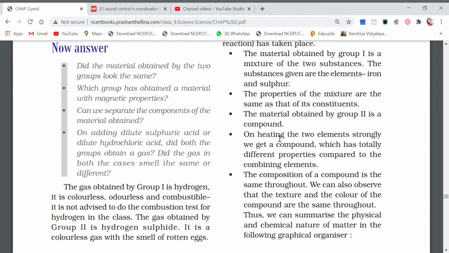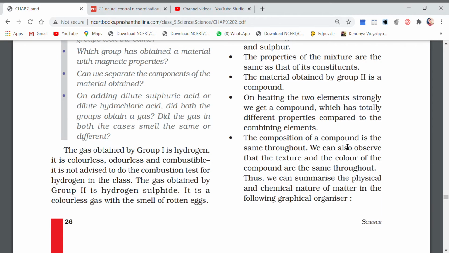You see, on heating the two elements strongly, we get a compound which has totally different property compared to the elements. तो अगर न्यू कंपाउंड बनता है तो वो कौन सा चेंज होता है बच्चों? इट इज अ केमिकल चेंज. तो कंपोजिशन ऑफ अ कंपाउंड इज सेम थ्रू आउट. We can also observe that texture and color of the compound are same throughout. Thus, we can summarize that physical and chemical nature of matter in the following graphical organizer.